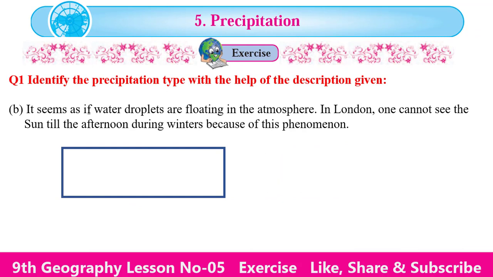Second, it seems as if water droplets are floating in the atmosphere. In London, one cannot see the sun till the afternoon during winters because of this phenomenon. The answer is fog. Now next.